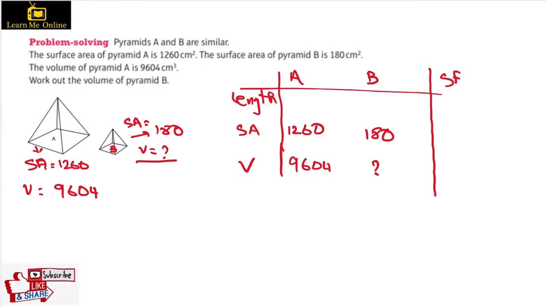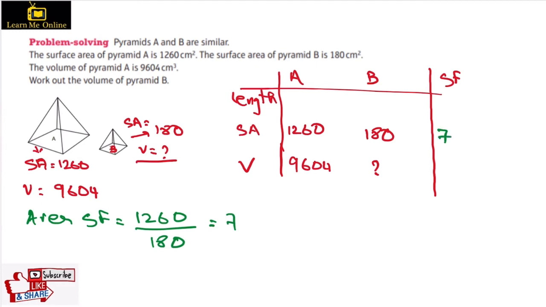So what is given to us is about the surface area. So I'm going to find out the scale factor of the surface area. I'm going to write down area scale factor. To find out the area scale factor, you do the bigger, which is 1260, divided by 180. And you're going to get the scale factor, which is 7. So we know that this scale factor is 7.